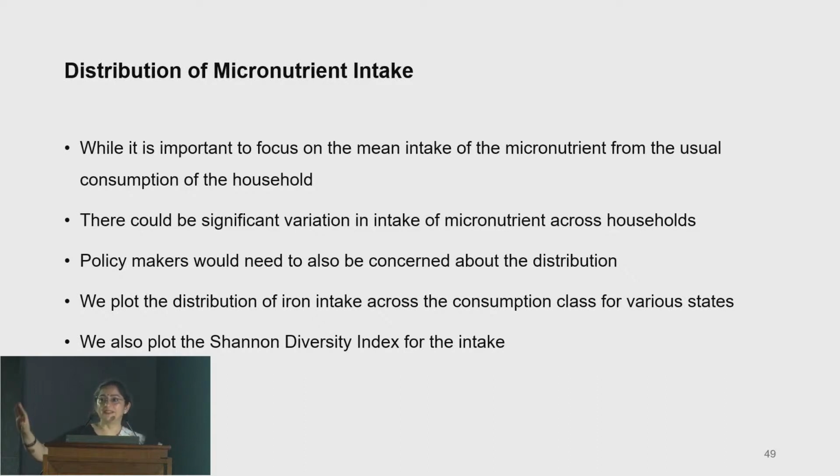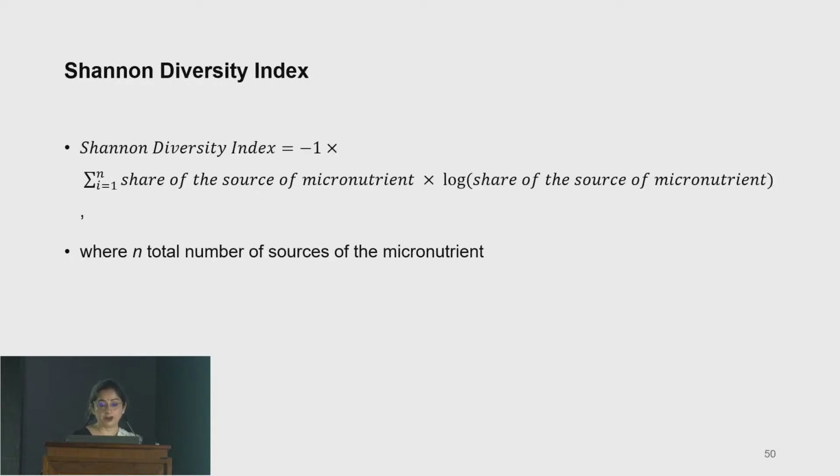Then we will go to NSS regions also. Because for states and union territories, you have 35 observations, but when you go to the NSS regions, and Dr. Narayan is here who has excellent work on NSS regions, you have 84. So the observations increase and you're able to say things with greater clarity. The Shannon Diversity Index really just looks at the diversity. You multiply the share of the source of the micronutrient with the log share of the micronutrient.